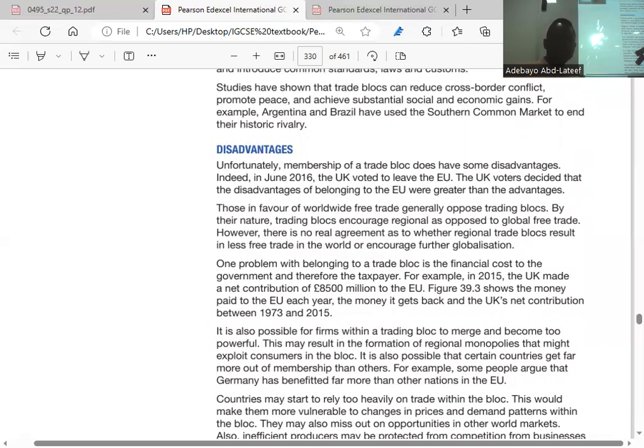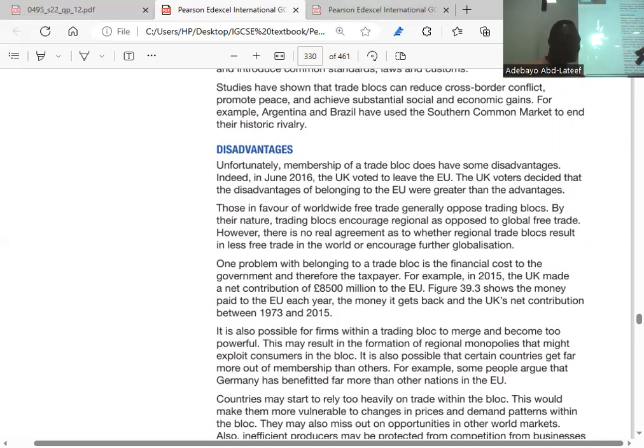By their nature, trading blocs encourage regional as opposed to global free trade. However, there is no real agreement as to whether regional trade blocs result in less free trade in the world or encourage further globalization. There is a difference between globalization and regionalization. The argument here is that a trading bloc encourages regionalization, not globalization.